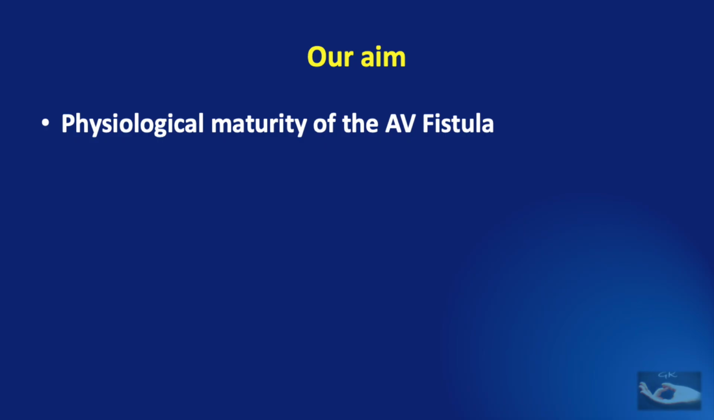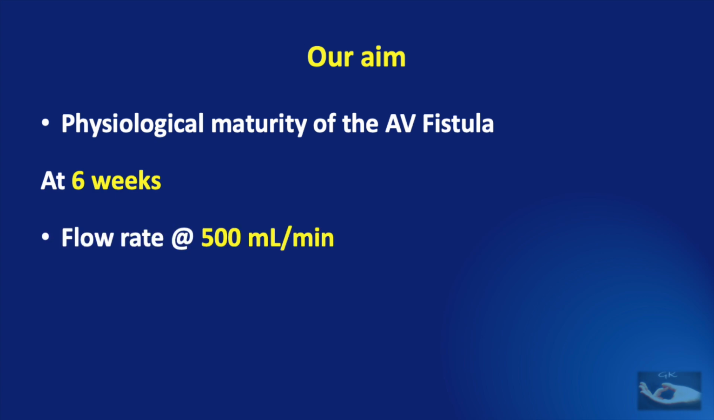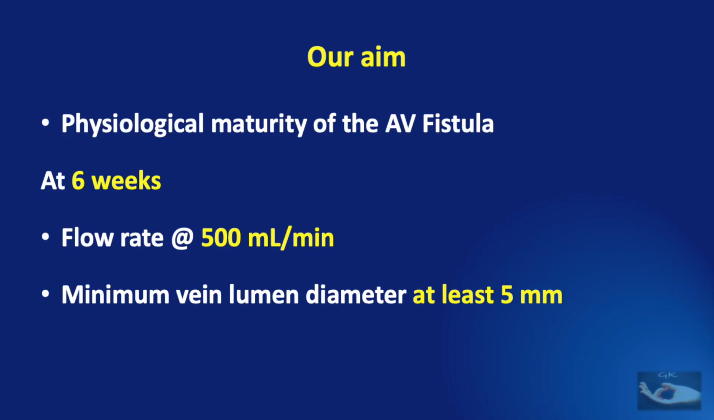We want to achieve physiological maturity of the AV fistula. That literally means at the end of 6 weeks after performing the fistula, the flow rate should be at least 500 ml per minute or 600 ml per minute according to certain authors, and the minimal vein lumen diameter should be at least 5 millimeters.